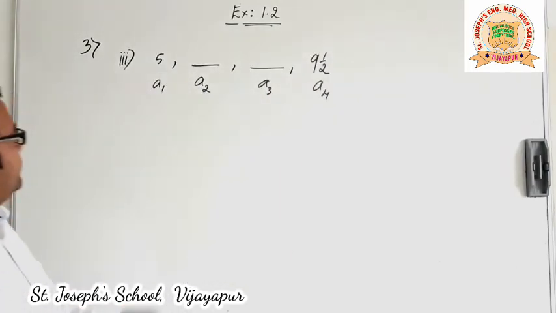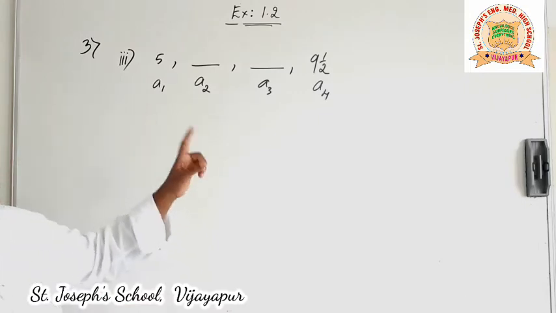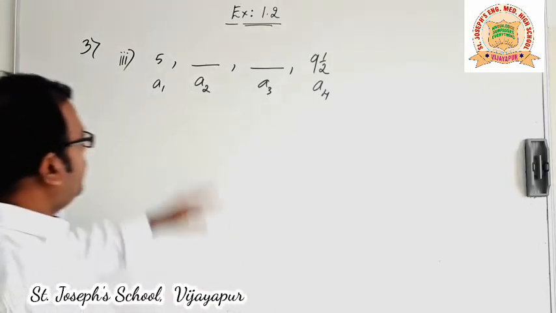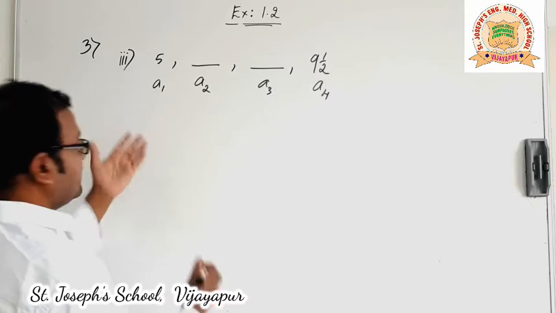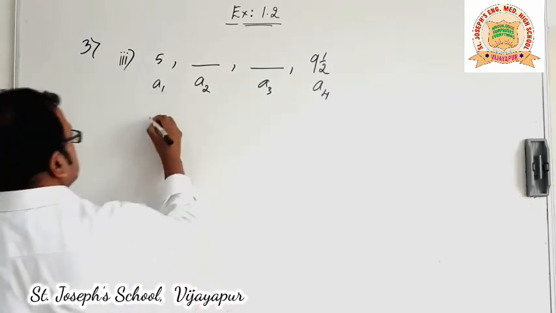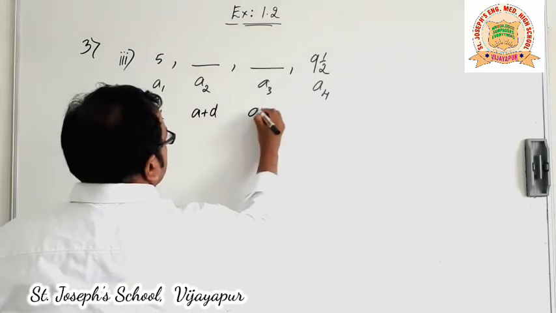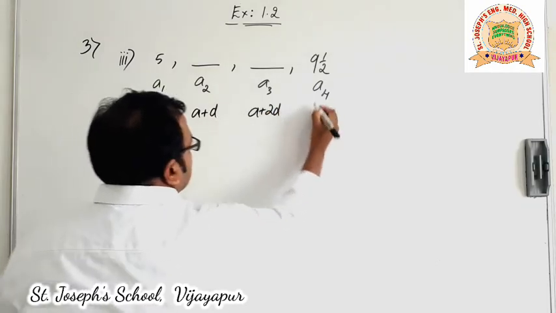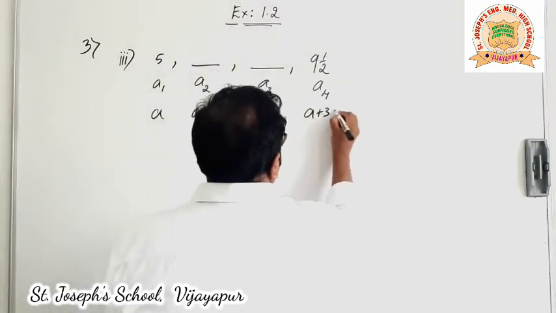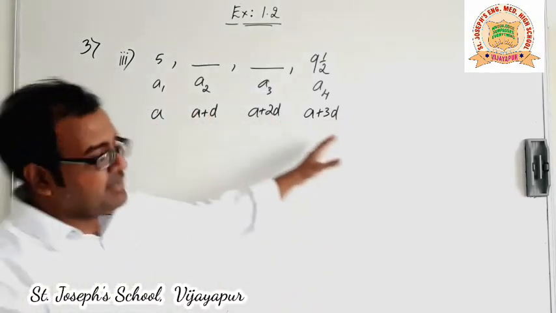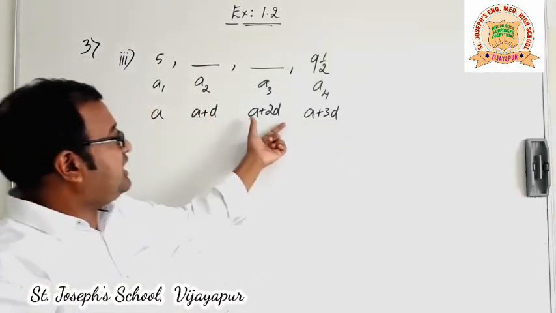Third sub question, 5 dash dash 9 and a half. So we know A1, or A, is given. Let me write the general term. So this is A, and A2 which is A plus D, A plus 2D, and this is our A plus 3D. Now we know A and A plus 3D. We need to find out A plus D and A plus 2D.